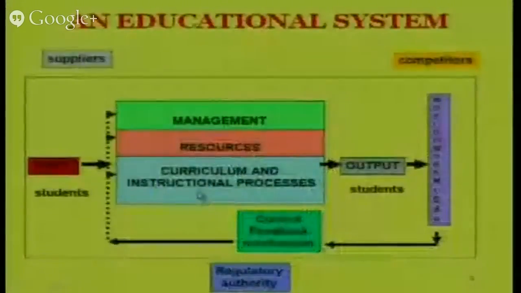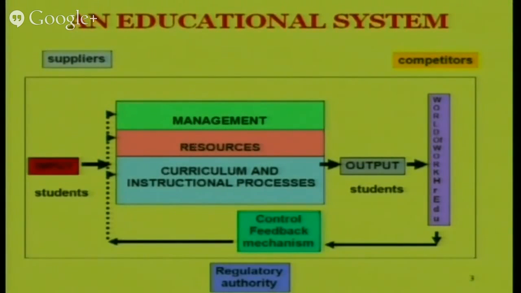The curriculum and instructional processes are used to transform the input into output. As in any normal system, you have input, process and output. In the education system, the process comprises curriculum and instructional processes. Universities are free to design their curricula, but as far as the diploma level institutions are concerned, the State Board of Technical Education is the authority which designs the curriculum. But if it is an autonomous institution, it is able to design its own curriculum.